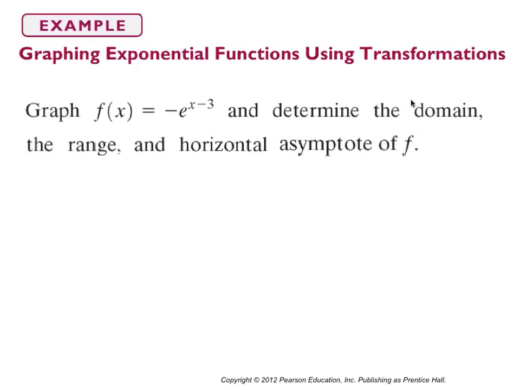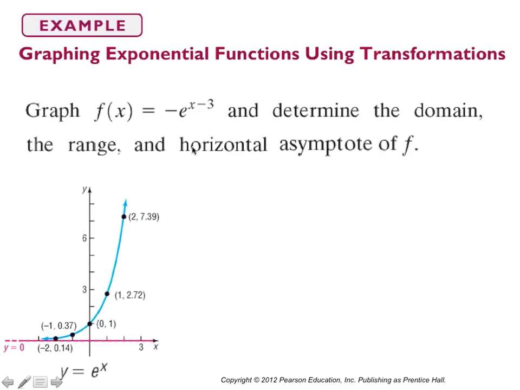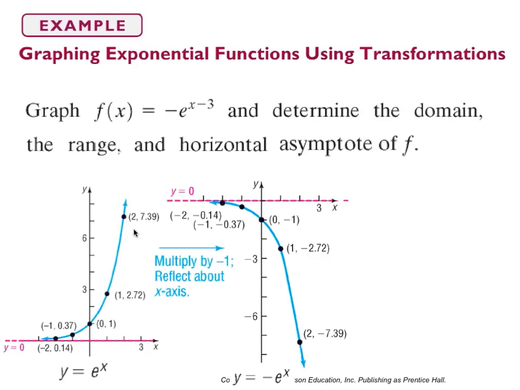And again, we can use transformations. So if we want to graph the function y equals negative e to the x minus 3 power, we start with y equals e to the x, which we know looks like this on the left. We're going to multiply by a negative 1, and that's actually multiplying our y value. So we're going to reflect around our x-axis. So this one's actually flipped kind of upside down across our x.